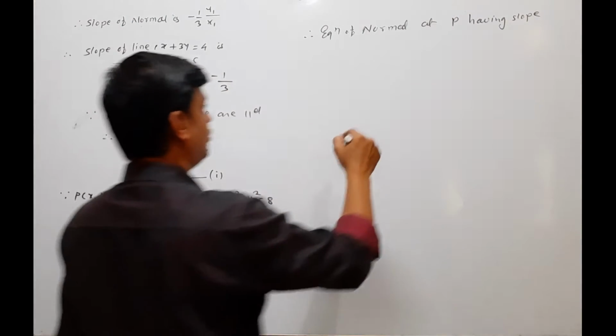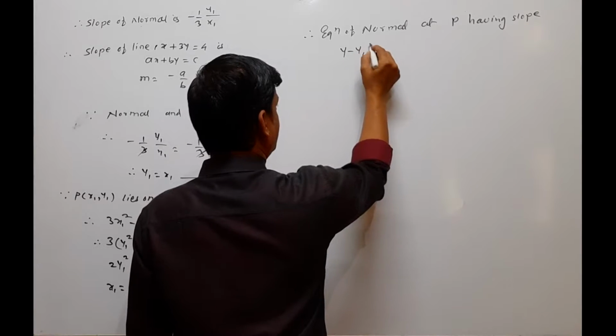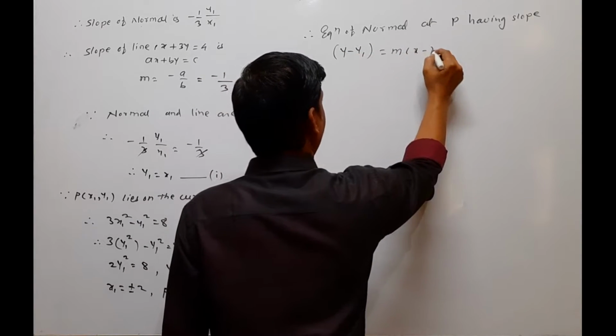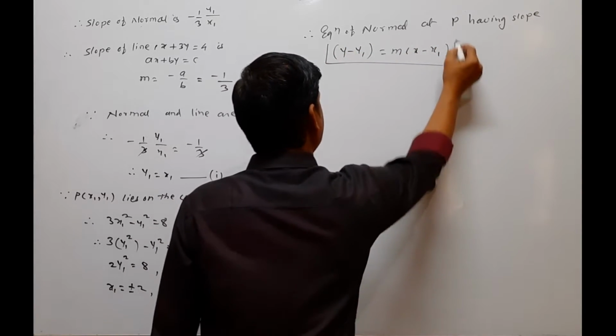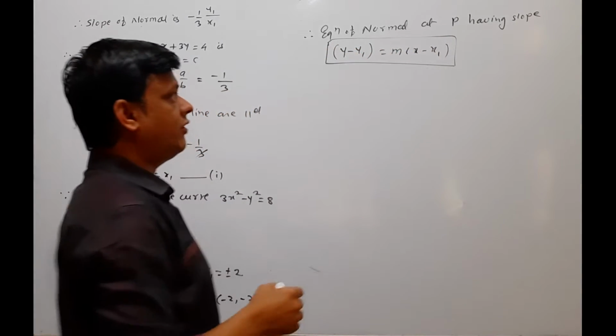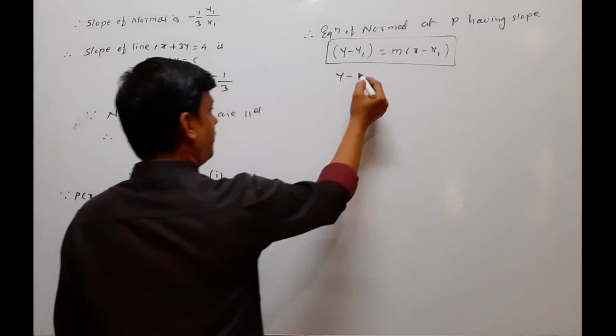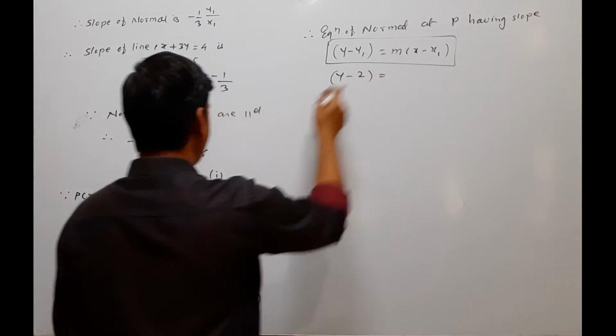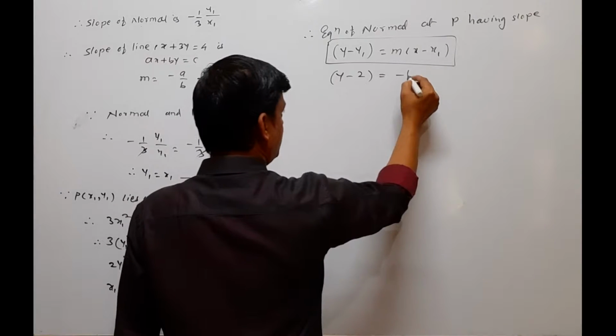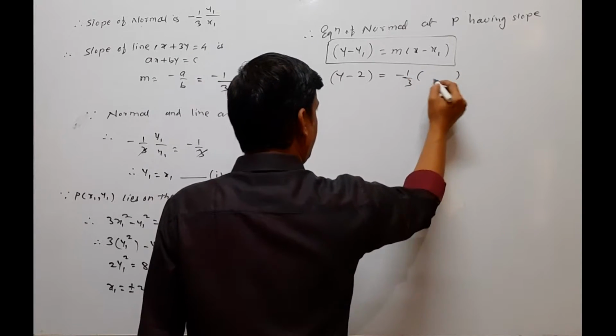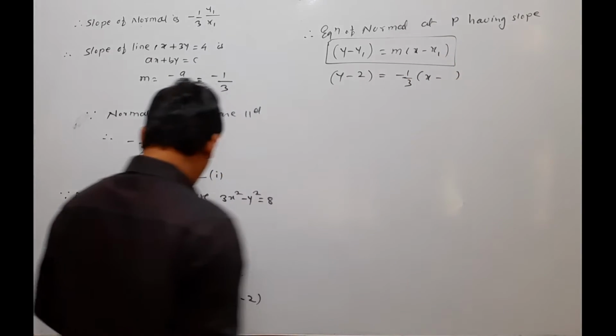So by using slope point form, we write here y minus y1 is equals to m in bracket x minus x1, and then replace the values of x1, y1. Here y1 is 2. So right here y minus 2 is equal to m, slope is minus 1 by 3. So minus 1 by 3 into x minus x1, x1 is 2.